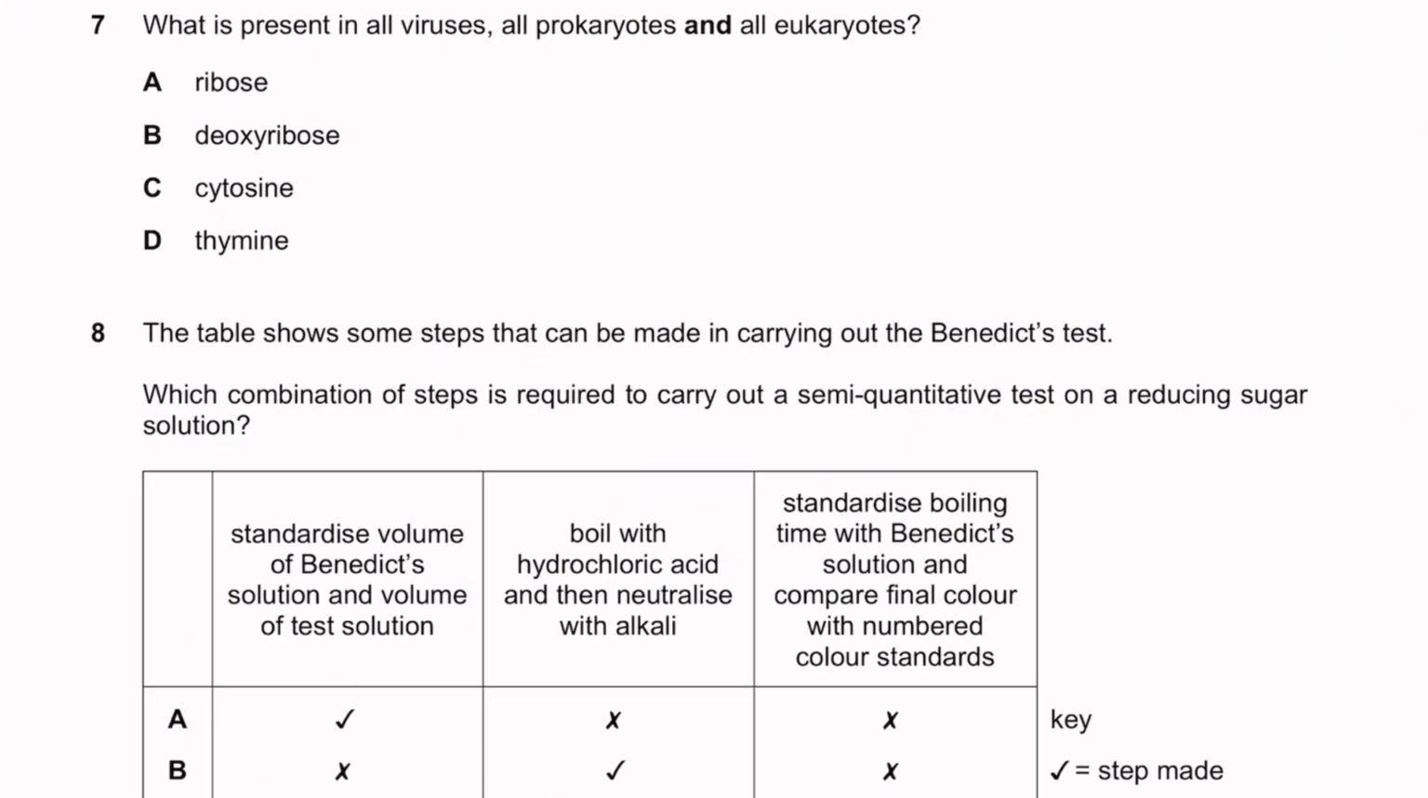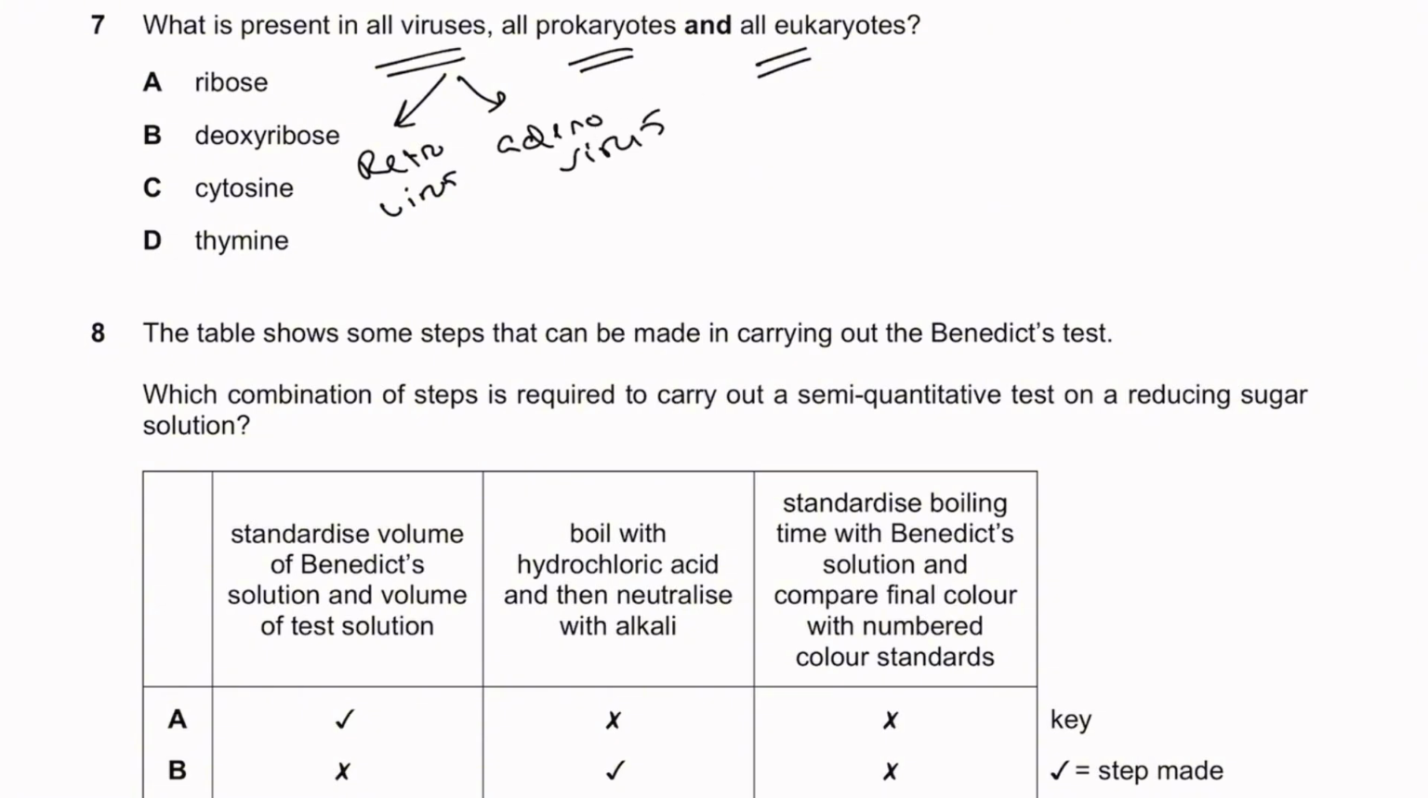What is present in all viruses, all prokaryotes, and all eukaryotes? Do they all contain ribose, or do they all contain deoxyribose, or cytosine, or thymine? Well, all viruses, all prokaryotes and all eukaryotes. Remember, there are two kinds of viruses. There's retroviruses, which only have RNA for their genetic material. There's also adenoviruses, which only have DNA for their genetic material.